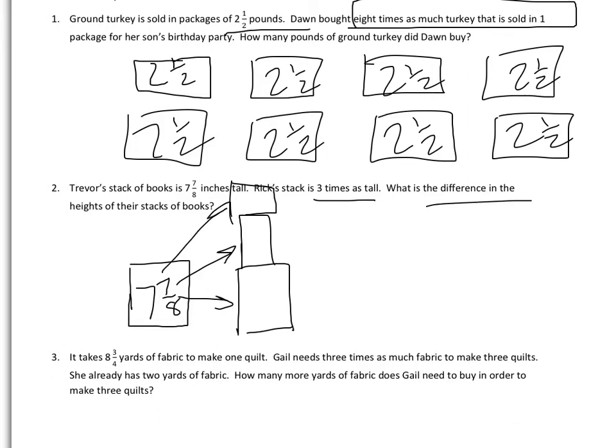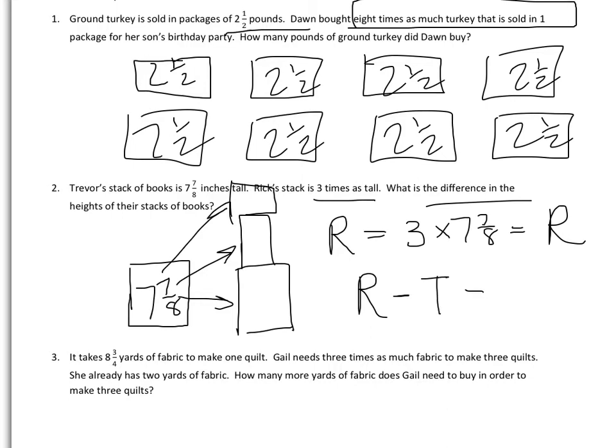So what's the difference in their stacks? I first have to solve what Rick's book stack is equal to, and to do that, I'm going to have to do 3 times the 7 and 7/8. Once I get this answer for Rick's books, I'll have to subtract off what Trevor's books are to find out what the difference between the two is.